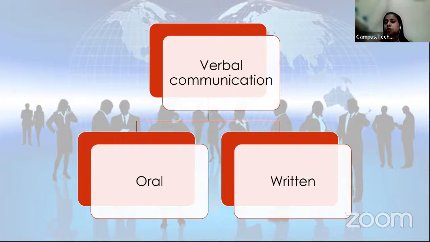So here we are talking about the different channels of communication, right? There are different channels of communication, and we have divided those different channels into different subgroups. So here, verbal communication is again divided into two different forms of communication: that is oral, and the second is written.